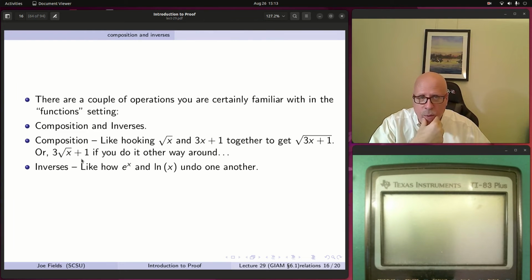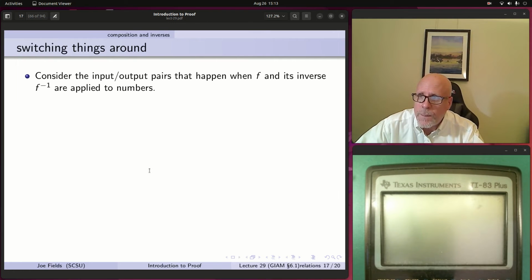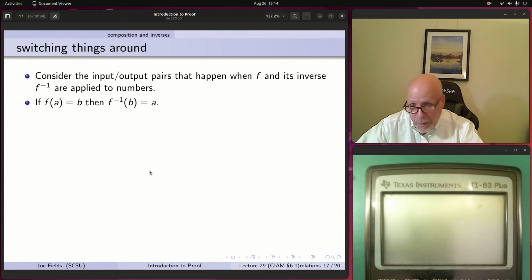Inverses are, I'm sure, a well-known concept to you too. You remember how e to the x and ln of x are inverses. What one does, the other undoes. Both of these things make sense for relations, so we define them for relations. What are we going to do first? Oh, the inverses. Okay. So if you think about the input-output pairs that happen when f and its inverse are applied to numbers, you have things like this. If f is applied to a and you get b, then if you apply f inverse to b, you're supposed to get a, right? You're supposed to take b back to where it came from under f.